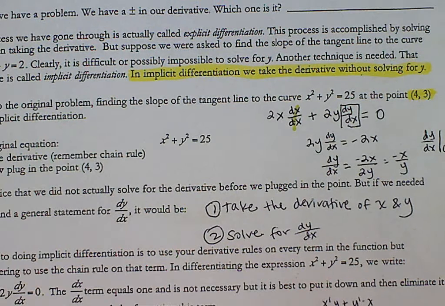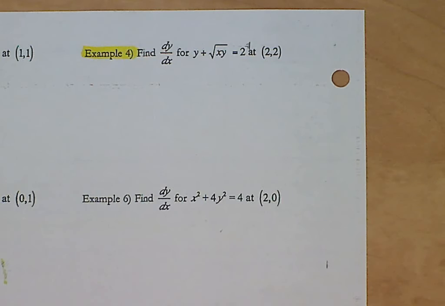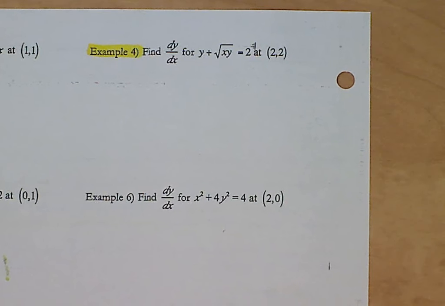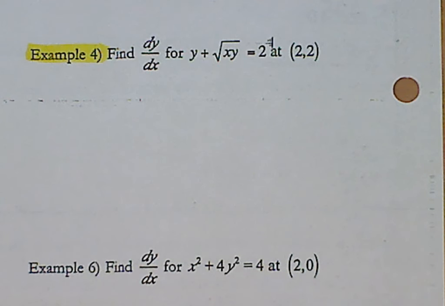Alright, so these examples do get a little complicated. Let's focus on example 4 right now. And while I'm doing this implicit differentiation, I still need to remember all of my derivative techniques. So I might have to use the power rule, product rule, quotient rule, or chain rule, or all of them at once. So we can't forget our rules.